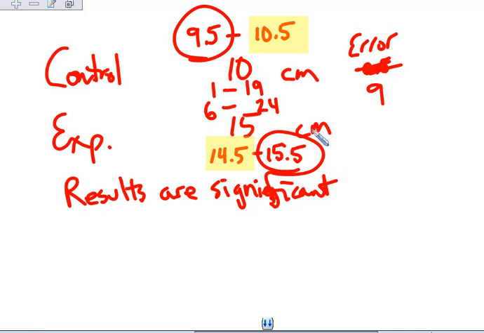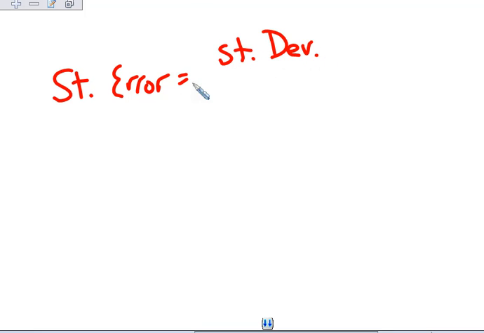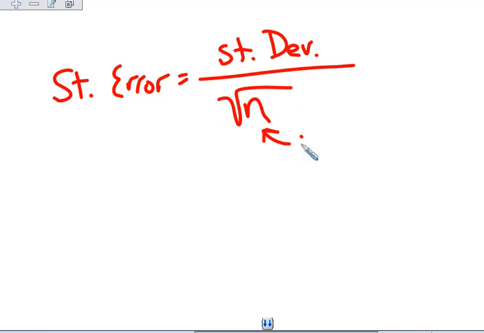So the question is, how do you find standard error now that we realize it's so important? And there's a formula for it. Standard error is just determined by taking the standard deviation, which you can calculate, and dividing it by the square root of n, and n is just the number of items, or number of trials, number of numbers really. It's the sample size, the number of numbers that you average together. So that's how you calculate standard error.